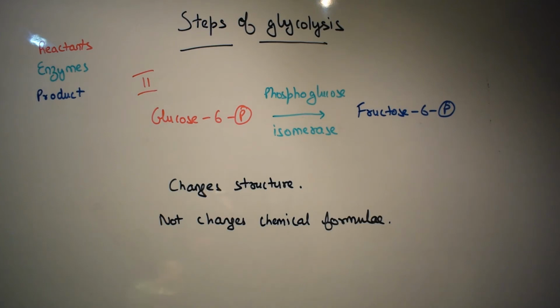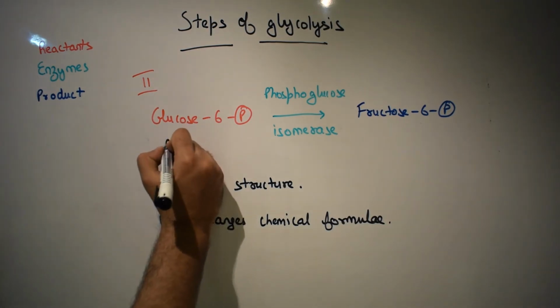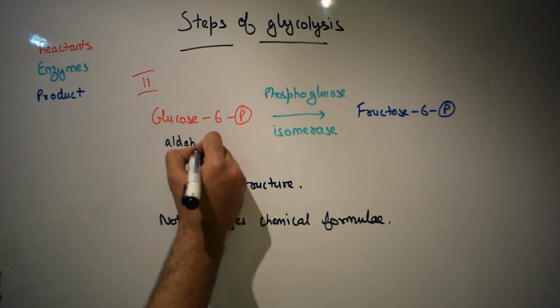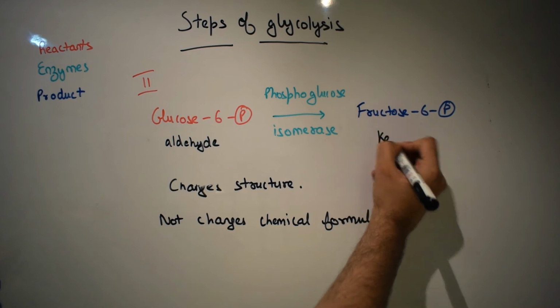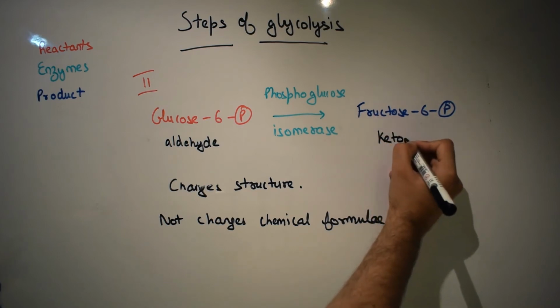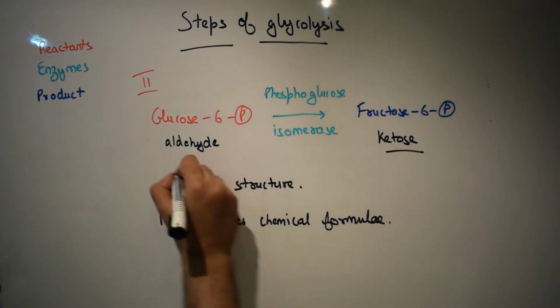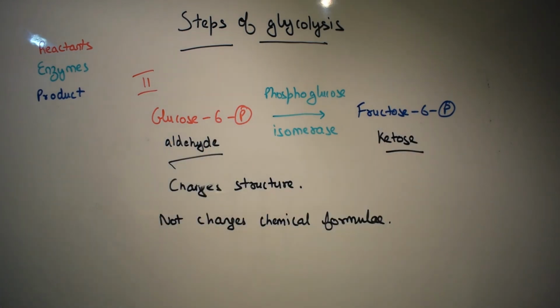It is an isomerase enzyme. It makes fructose 6-phosphate, and only the structure changes from an aldehydic sugar to a ketonic sugar. So glucose is aldehyde, and this one is a keto sugar. So it only converts the aldehydic sugar to a keto sugar.